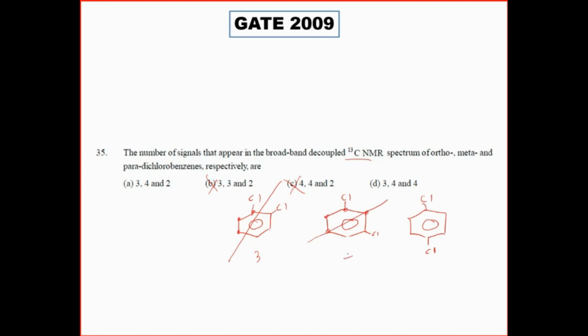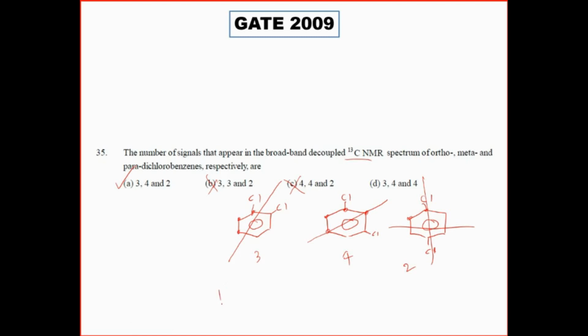Very good. What about para? 2. Para, how many? 2. Then cut the molecule like this, so 1 and 2. Very good. So 3, 4, 2. So the answer is option A.